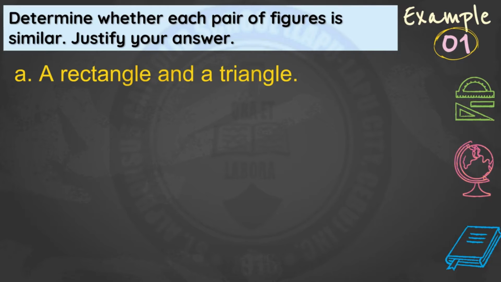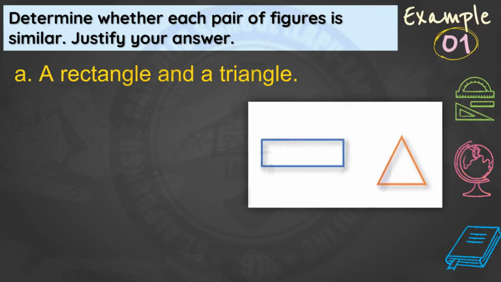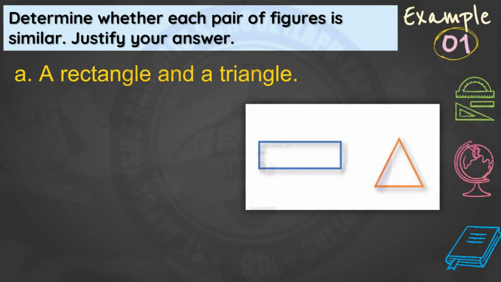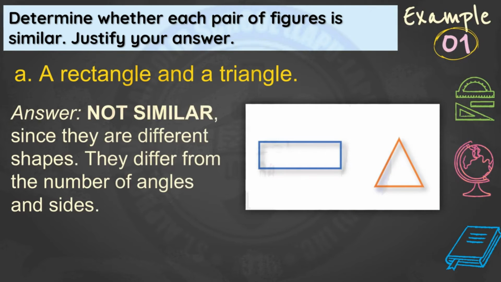Determine whether each pair of figures is similar, then justify your answer. First given figures are a rectangle and a triangle. The two figures are not similar since they are different shapes. They differ in the number of angles and sides. A rectangle has 4 sides and at the same time 4 angles, whereas the triangle has 3 sides and also 3 angles.